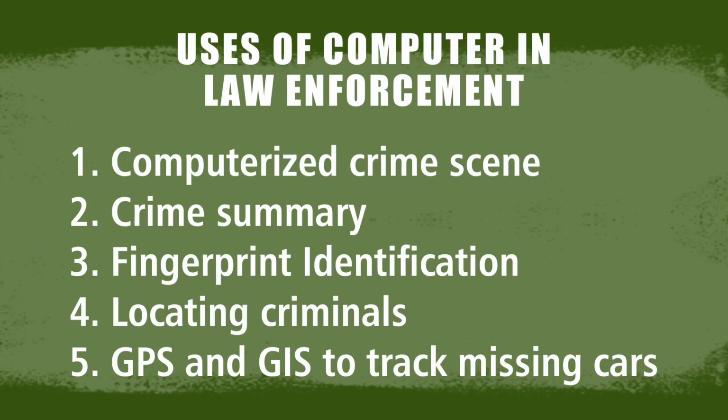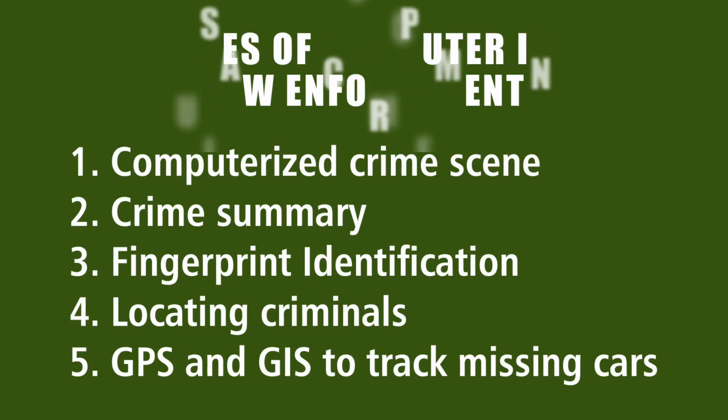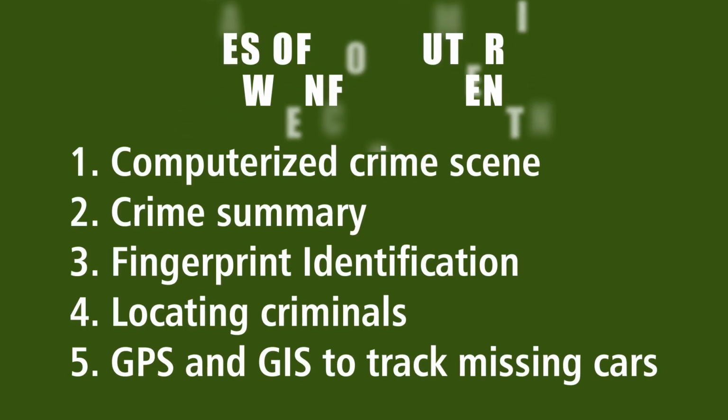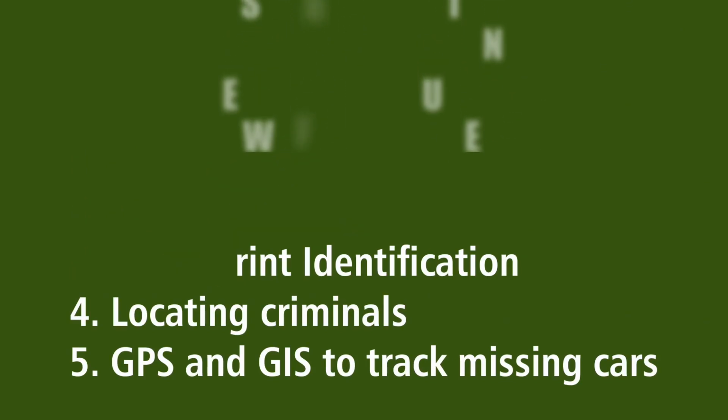5. GPS and GIS to track missing cars. Geographic Information System (GIS) and Global Positioning System (GPS) are used by police officers to track down criminal activities and also used to track stolen cars with ease.